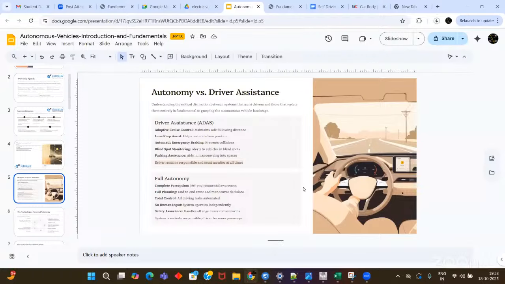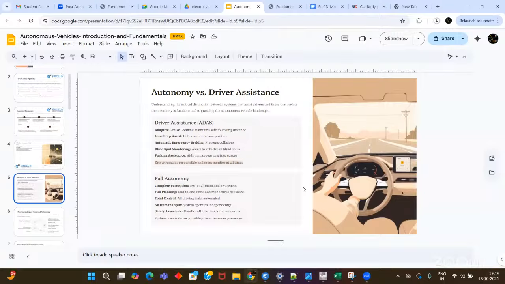Third point is the total control. So all driving tasks are automated, so no human input. The system operates independently. The system operation happens totally by the autopilot, so there is no requirement whatsoever of human input. The human is becoming like a passenger. He doesn't have to worry about any driver related control issues. Everything is taken care of and controlled by the autopilot.